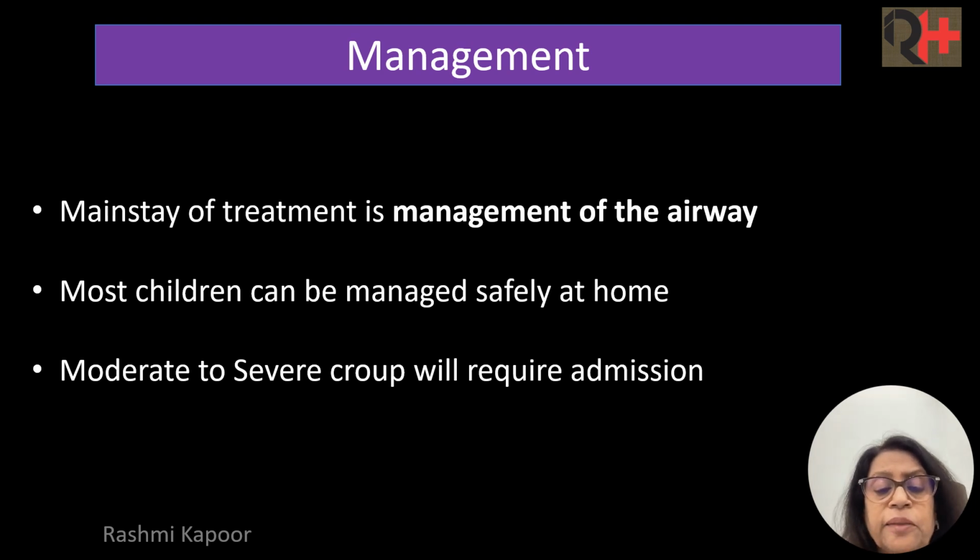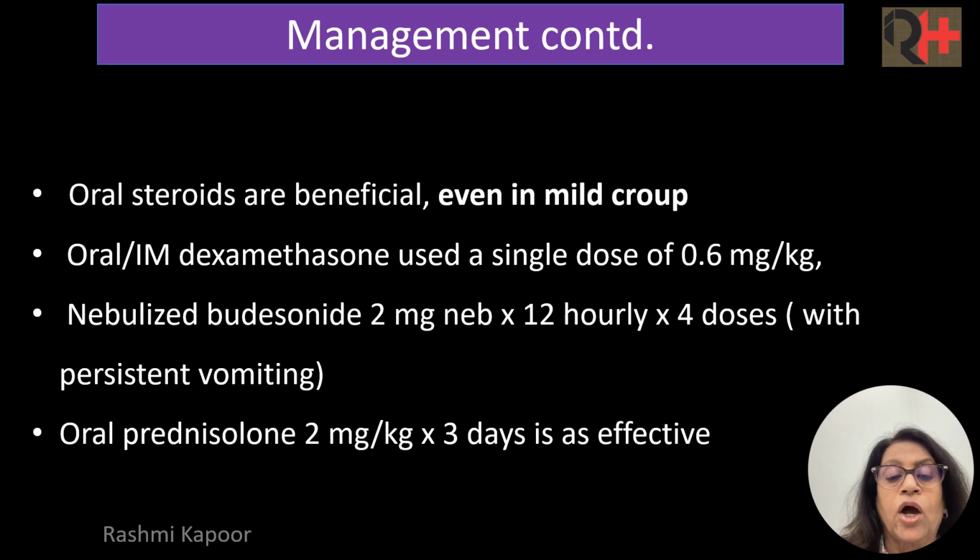So, in management, the mainstay of treatment in management of croup is to manage the airway by ABC. So, you have to take care of the ABC first. Most children can be managed safely at home. Moderate to severe croup will require admission. Oral steroids are beneficial even in mild croup. Oral or IM dexamethasone used as a single dose of 0.6 milligram per kg. Nowadays, it is recommended even less, like 0.3 milligram per kg.